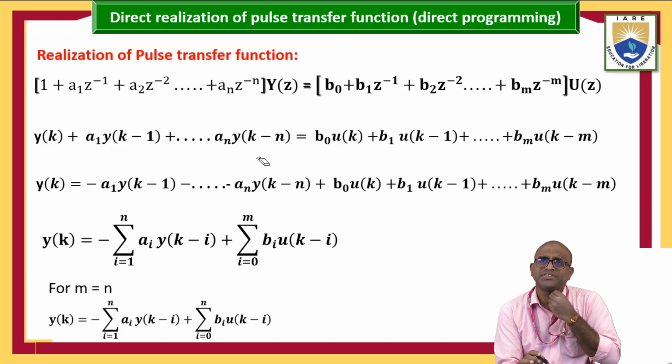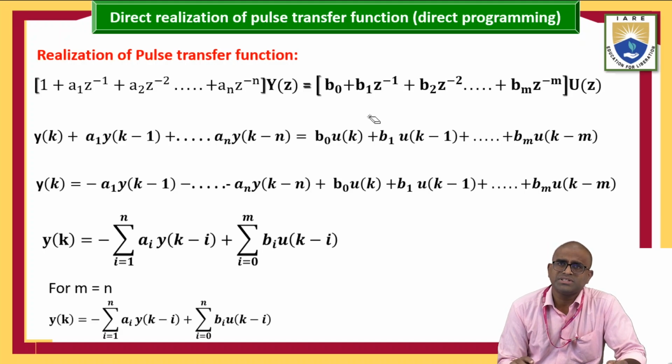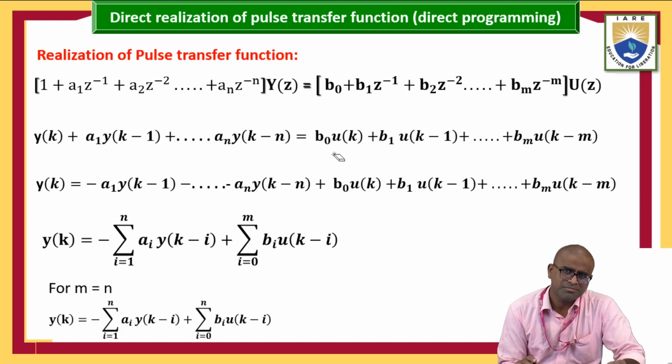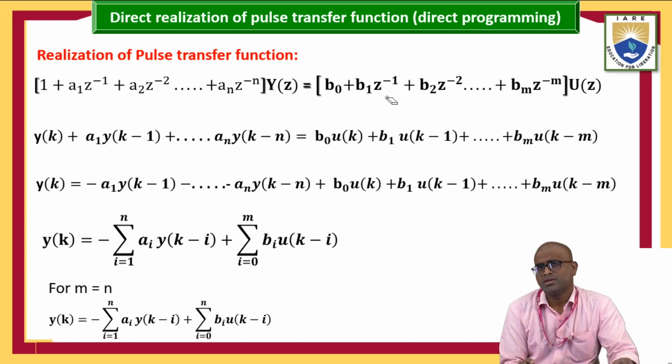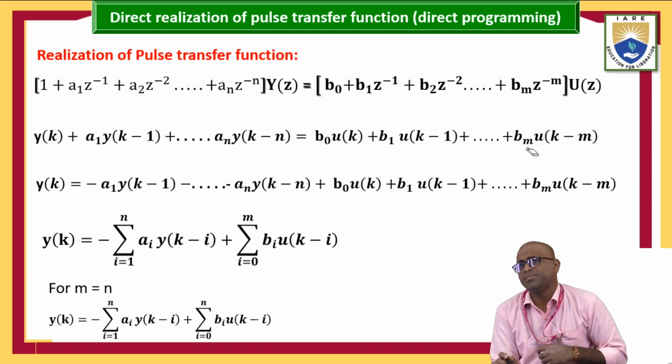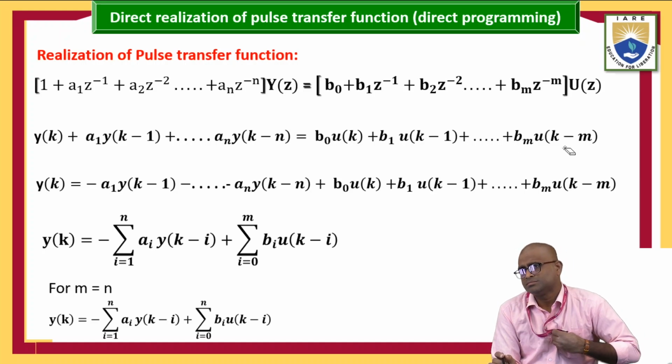Coming to the input side, here also we apply the inverse Z transform. B0 into U of Z becomes B0 into U of k, plus B1 into U of Z, which is a function with a delay of 1 unit, that is Z to the power minus 1. When converted with the inverse Z transform, it becomes U of k minus 1. Similarly, for the m-th term, Bm into U of k minus m.